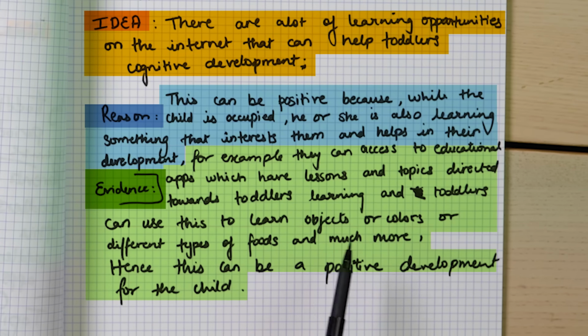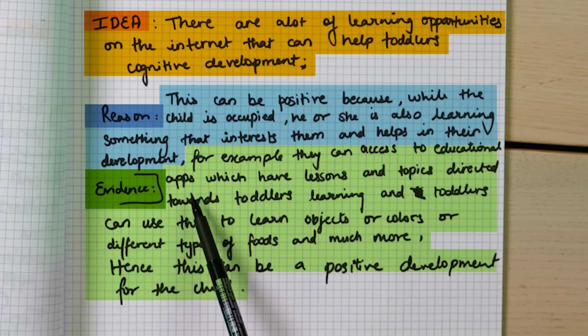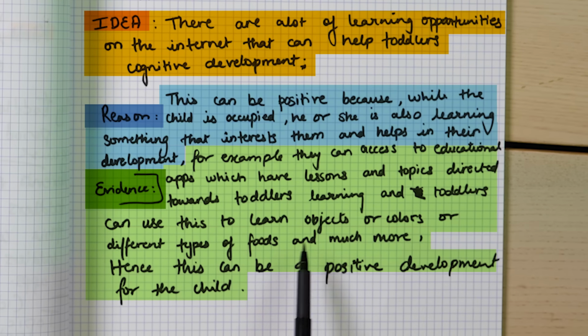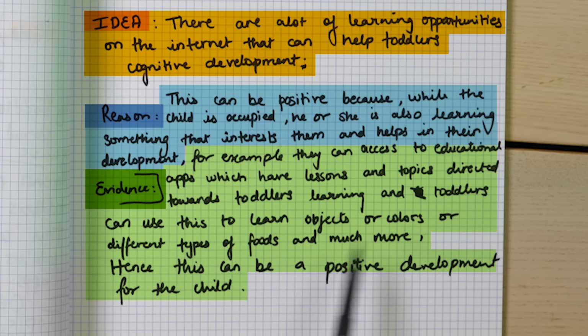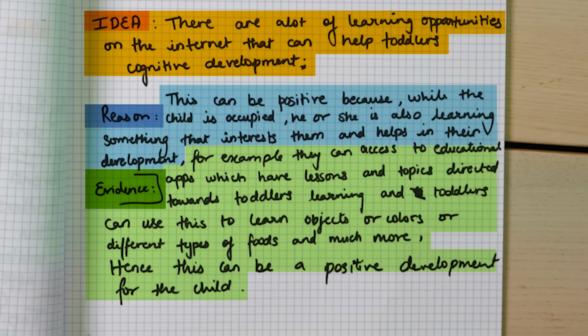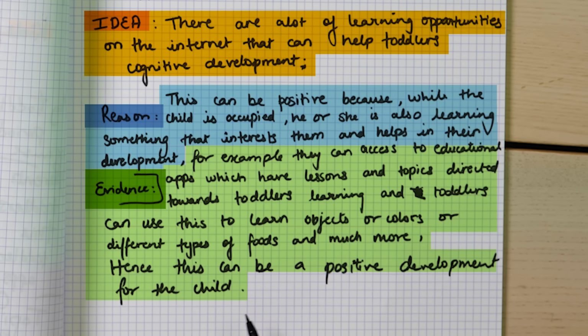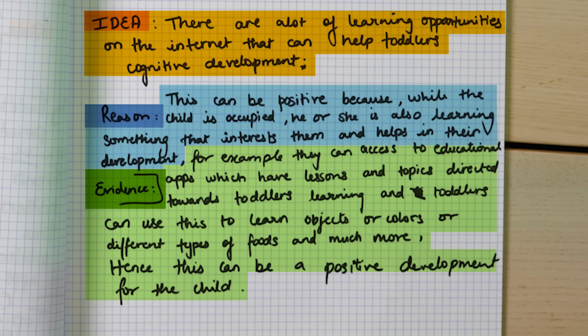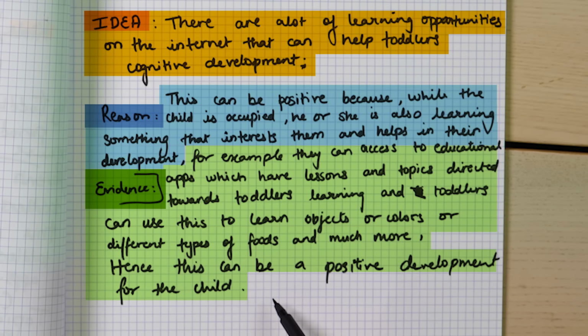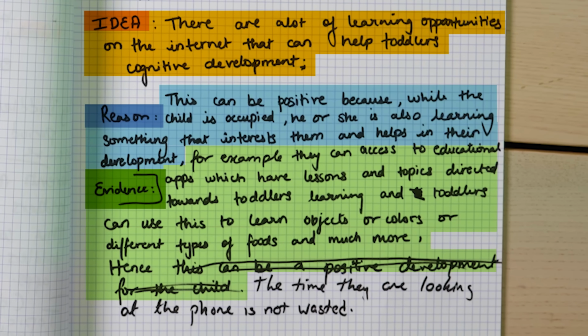Very, very good. Some little grammatical issues in there. We'll talk about that in a second, but overall this is very good. I like the way that you used specific examples of apps. You don't have to know the name of the app, but if you can, that's great. You used the example of exactly what they're learning, objects, colors, different types of food, and then said, so this could be a positive development for the child. A little bit of repetition in there. Try and avoid repeating the same thing when you're using examples. So you could say, hence, so there you're explaining that it's not a waste of time.